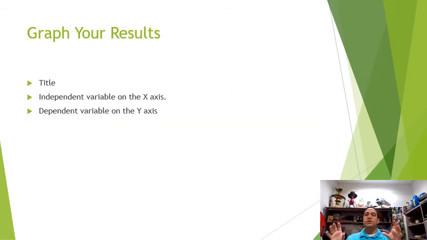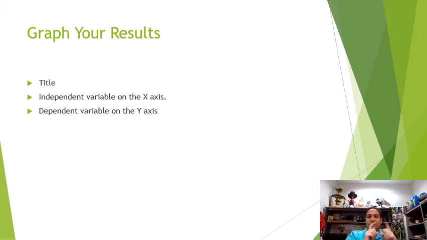Once you've got your average number of bubbles for clear, control, red, and green, you're going to graph them. You're graphing only the average number. Do not graph each individual one, just the average. And remember, your graph needs to have a title. You need to have your independent variable on the x-axis, and it needs to be labeled.